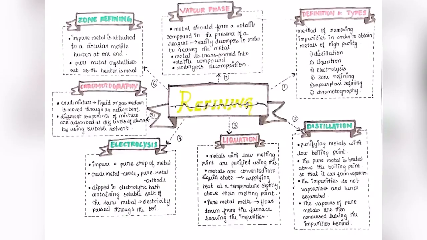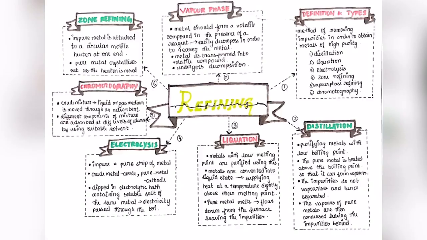Next is liquation process. So this process is used for purifying metals with low melting point. First, metals are converted into liquid state by supplying heat at a high temperature above their melting point. And pure metal melts and flows down the furnace, leaving the impurities behind, and thus it is purified.